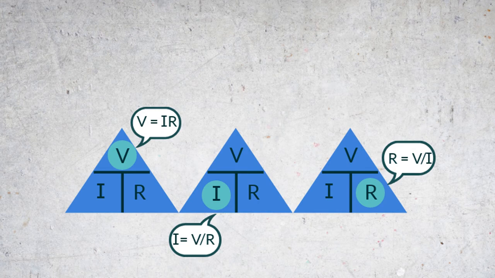Now that we've been introduced to the variables in Ohm's law, let's get back to the Ohm's law triangle. If we put our finger over voltage, we can see that voltage equals current times resistance. Covering current, current equals voltage divided by resistance. And covering resistance, resistance will equal voltage divided by current.